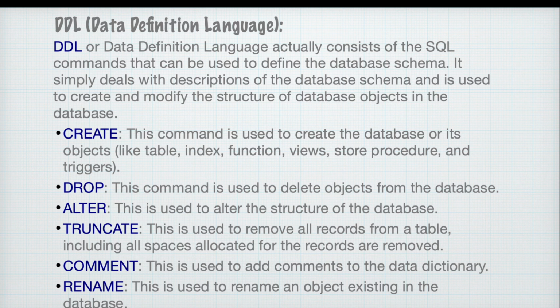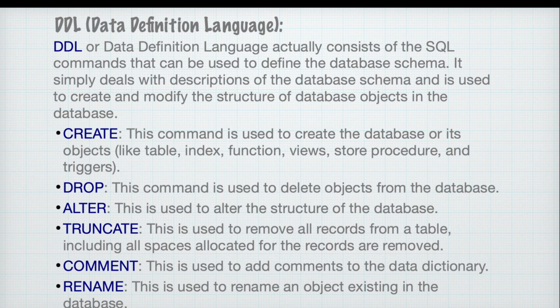And then we have drop, which is the command used to delete objects from the database. We also have alter, which is used to alter the structure of the database. We have truncate, which is used to remove records from a table, and all spaces allocated for the records are removed. Okay, so we have comment, which is used to add comments to the data dictionary.